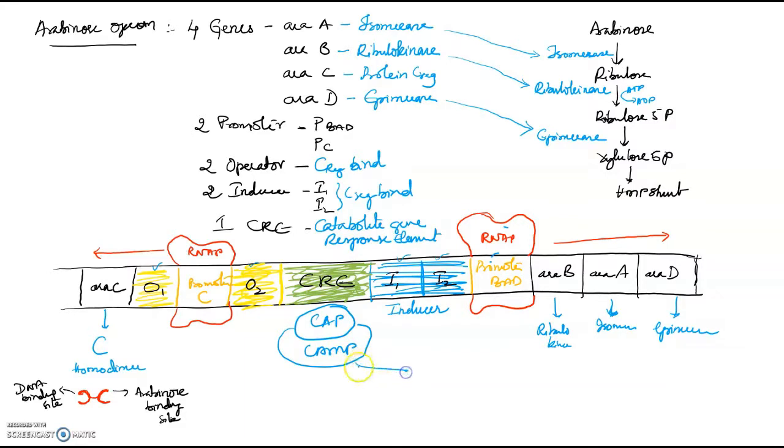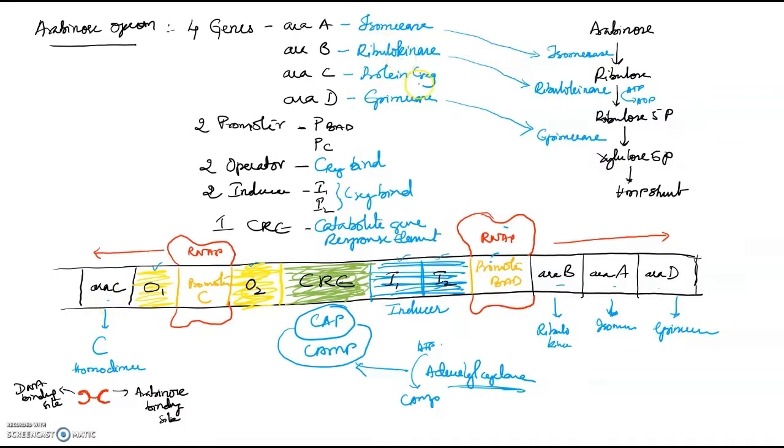Where is this cyclic AMP coming from? ATP gets converted to cyclic AMP in the presence of adenyl cyclase. That is how it is coming. So this whole structure is an arabinose operon. Four genes: ARA-B, ARA-A and ARA-D and ARA-C. What are they coding for?